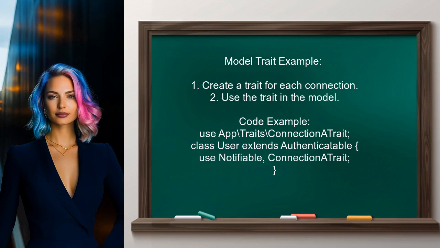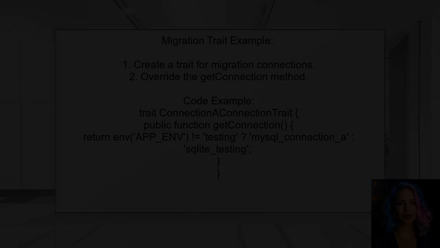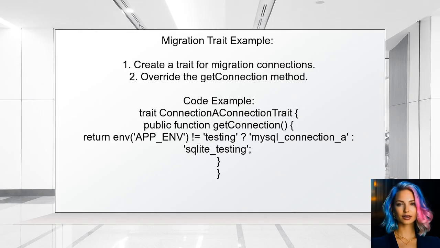For example, if the user model needs MySQL connection A, use connection A trait in the model. This trait sets the connection to MySQL connection A in production and SQLite testing in testing. For migrations, create a similar trait that overrides the getConnection method. This method will return the appropriate connection based on the environment, ensuring that migrations run correctly in both testing and production.